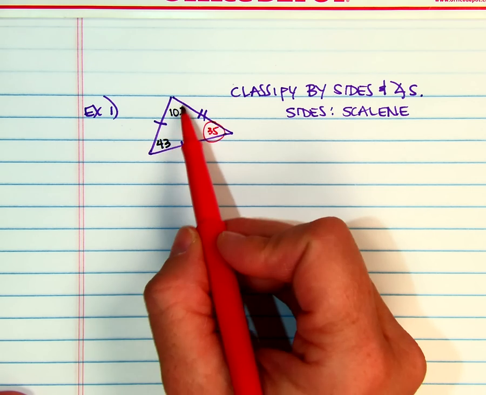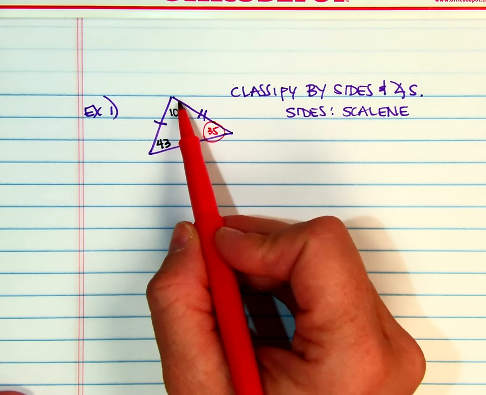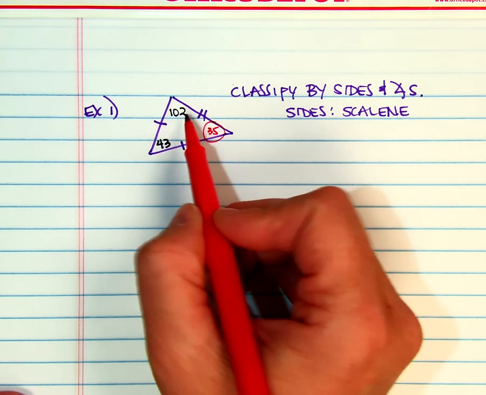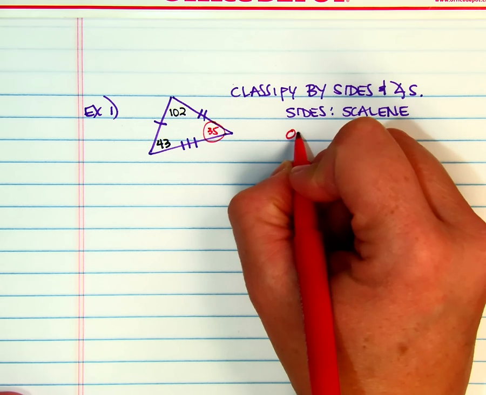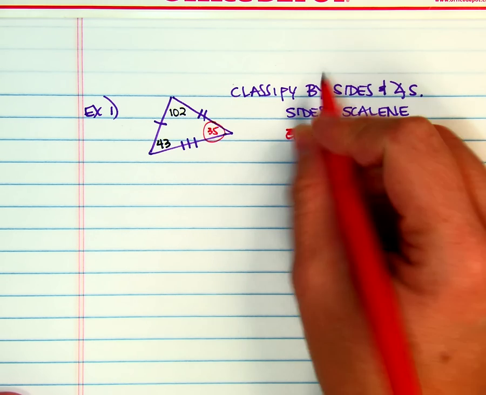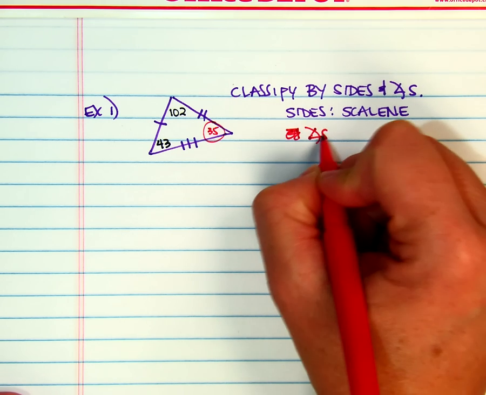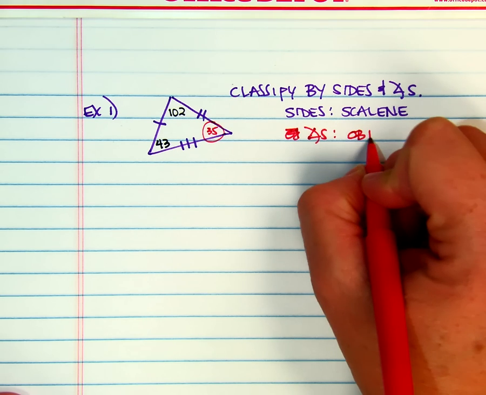So because I have an angle of 35, 43, and 102, I have to look at, usually we look at the biggest one. It's not 90, so it's not a right angle. It is greater than 90, so this means that this is going to be an obtuse.